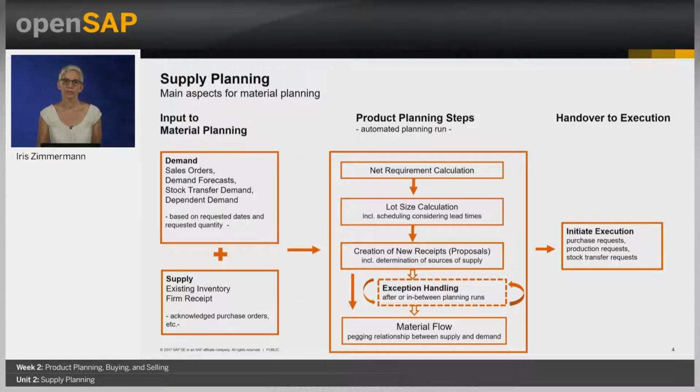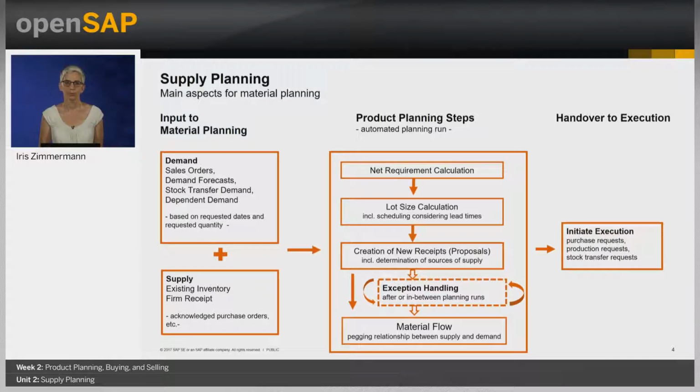Exceptions might arise because certain boundary conditions are not met, for example, because the planned receipt is too late and the planner must look for solutions. The linkage between the demand and supply is reflected through the material flow, which is created during the planning run. This helps the planner to understand the result of the planning run. A detailed explanation will be given in Week 3.